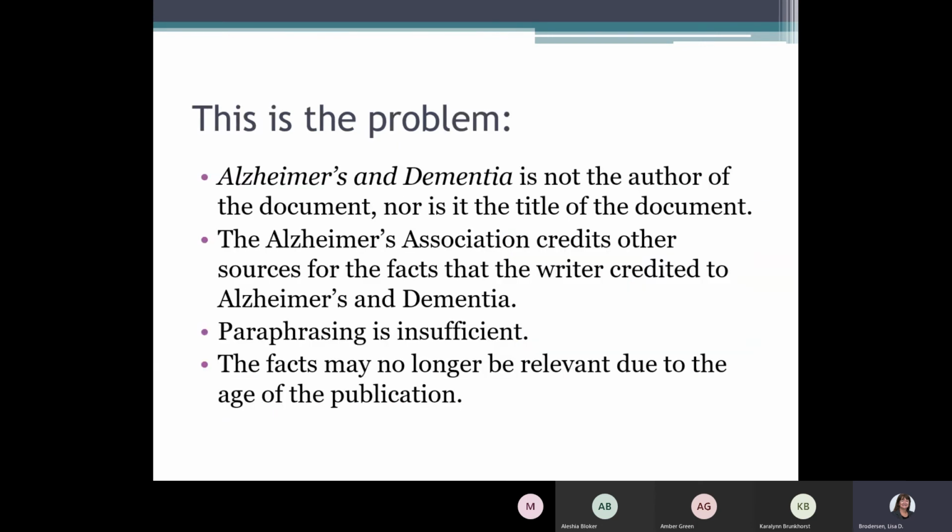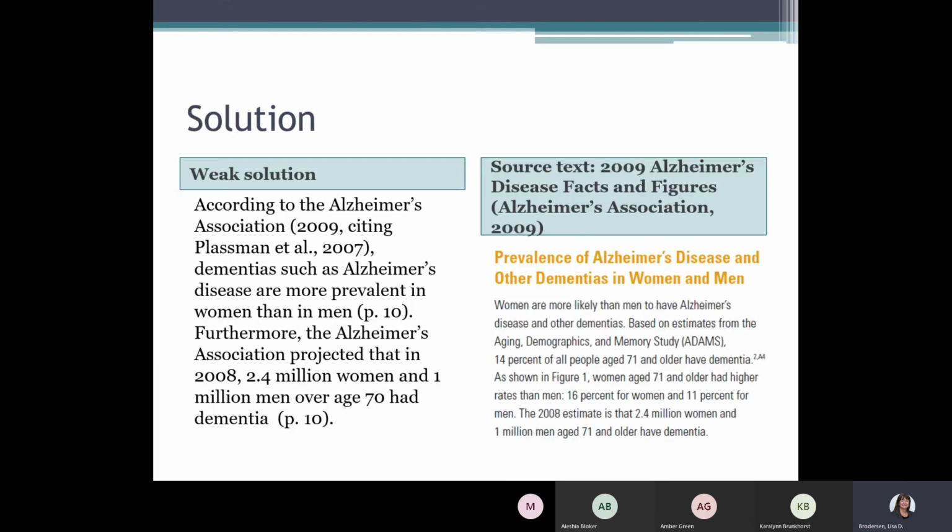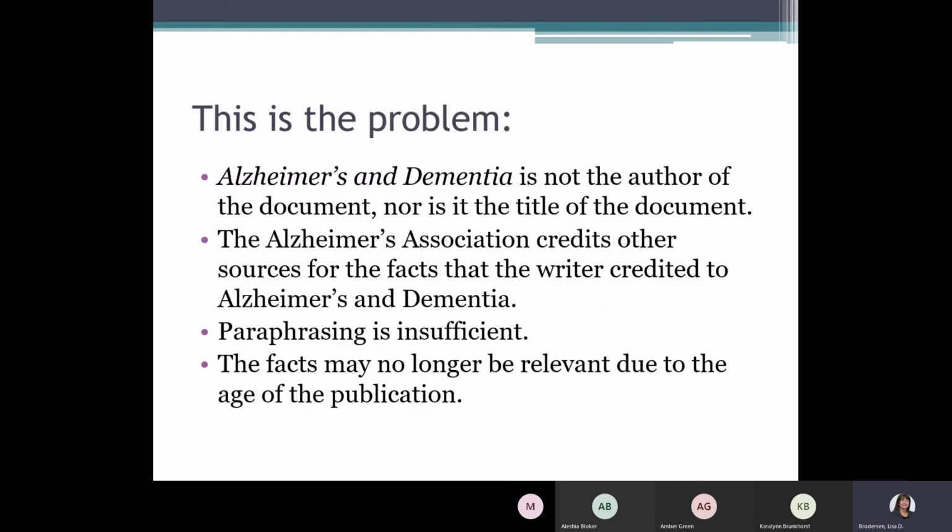Okay, so the basic problem then is that the author first is not Alzheimer's and Dementia, it is the Alzheimer's Association. And then the second problem is that paraphrasing is insufficient. Okay, so insufficient paraphrasing is a form of plagiarism. When you paraphrase information from a source, you have to substantially change the words so that you use basically your own words to convey the same idea. And if you use too many words from the source text, then it becomes plagiarism.